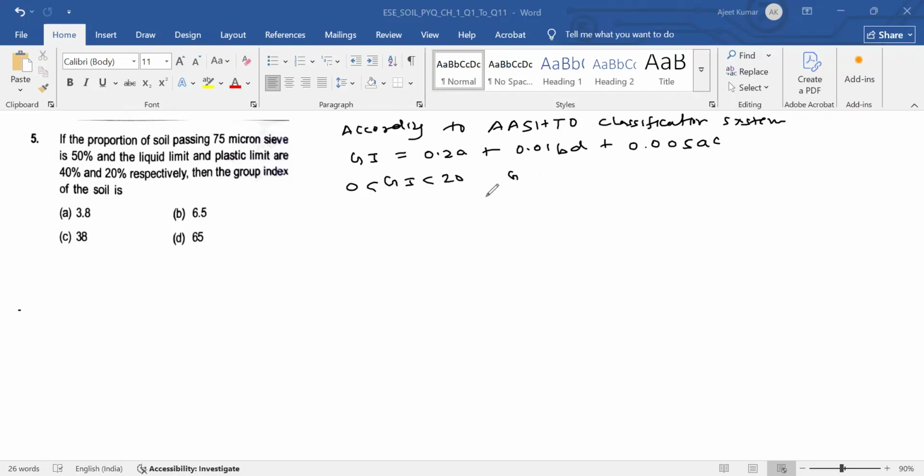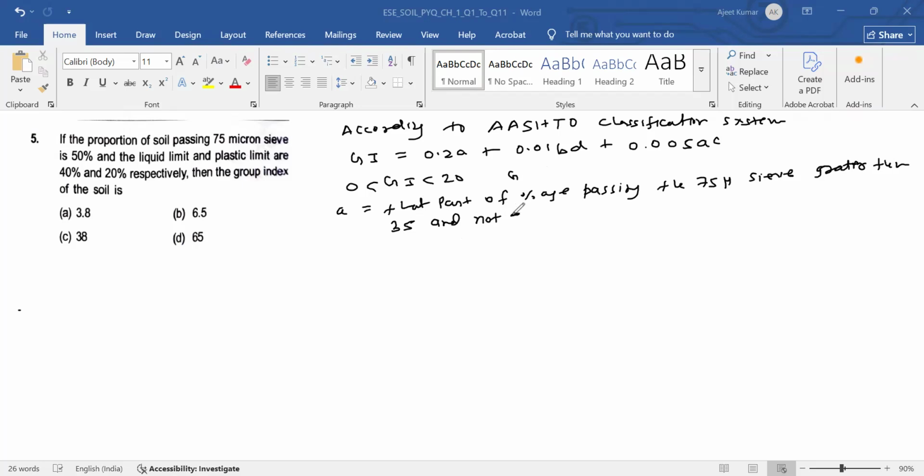Okay, so here what is A? A is that part of percentage passing the 75 micron sieve greater than 35 and not exceeding 75, that is x minus 35.